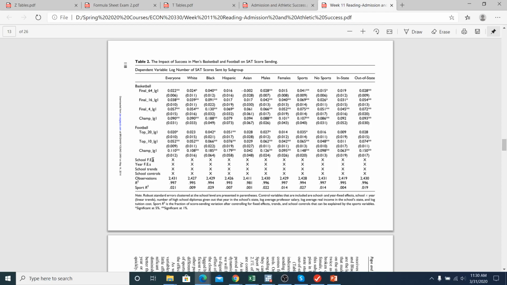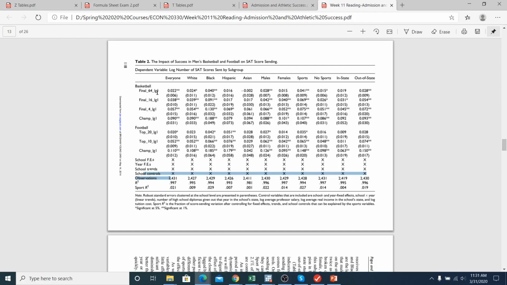They control for a lot of things: school fixed effects, year fixed effects, school trends, other school controls. And so they're trying to compare otherwise equal universities, and so if one of them has success and the other doesn't, what would the increase in the number of, or the percent of SAT scores sent to them be? I mean, here, 0.09 is a 9% increase. That's pretty big.